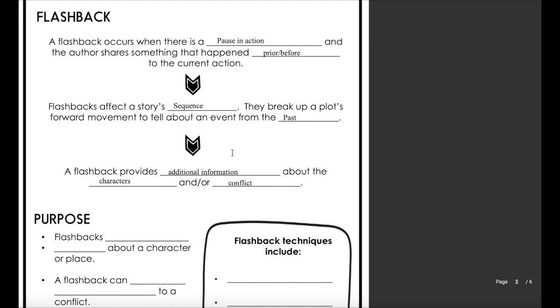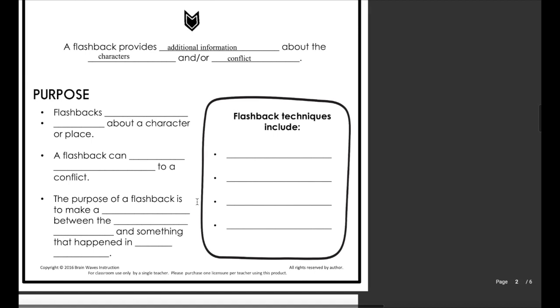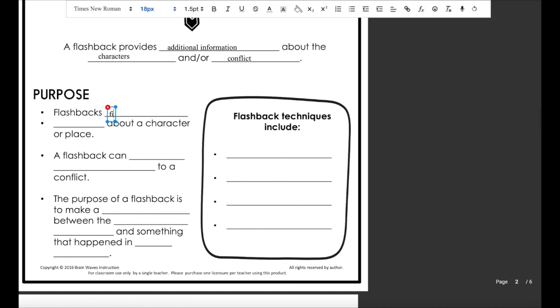So just to review, a flashback is the pause in action. I hope you're writing this down, okay? It's a pause in action, and the author shares something that happened before what's currently happening, and it affects the story's sequence by breaking up the plot's forward movement with an event from the past. The purpose is that it's going to give us some additional information about the characters or conflict. Now, we have this special spot here where we're going to list all the different purposes of a flashback. Why are they important? Well, they fill the reader in sometimes.